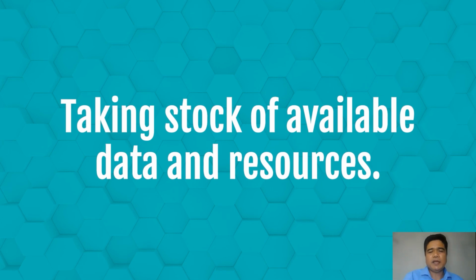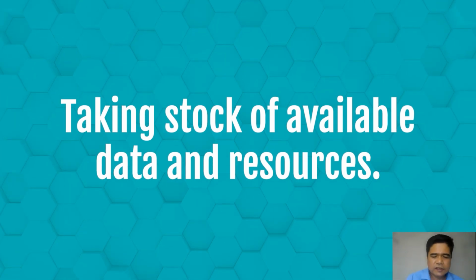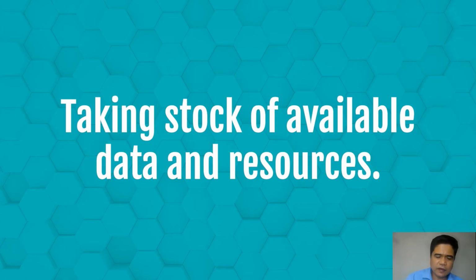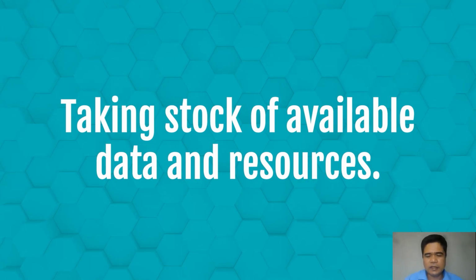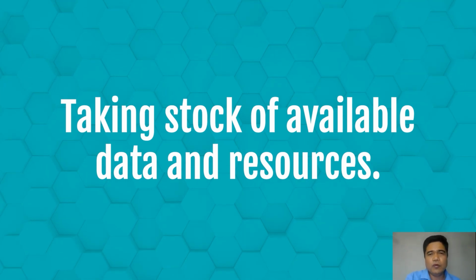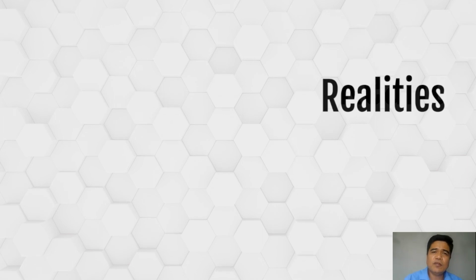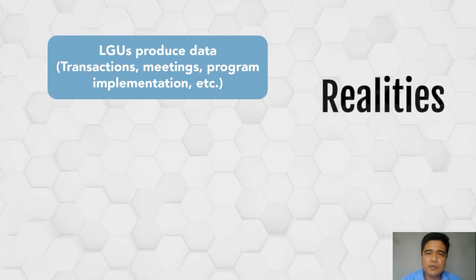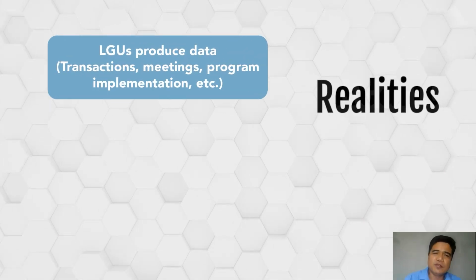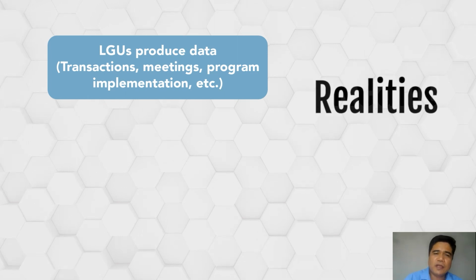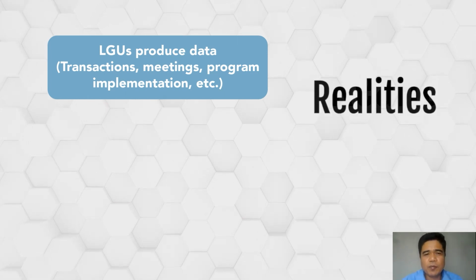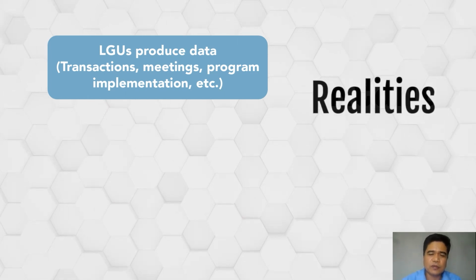The first thing that should be done is to take stock of available data and resources. Sometimes the data are there, but in another form, or the data are there but need to be processed. This is because local government units produce data. They produce data in transactions, in meetings, program implementation, and so on and so forth.